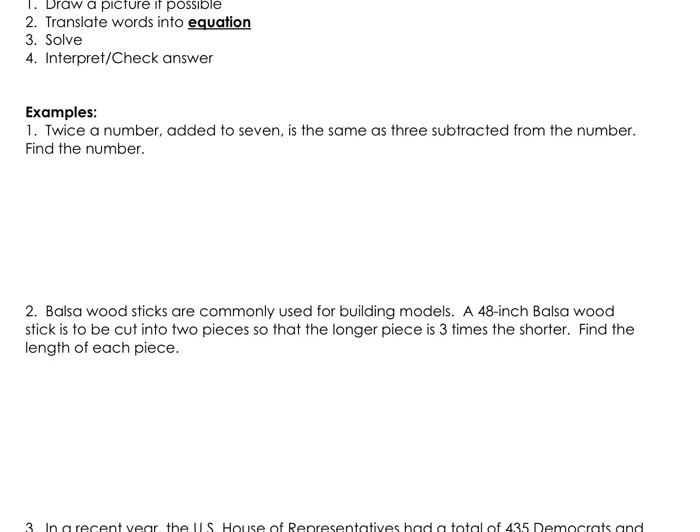So, number 1 says twice a number added to 7 is the same as 3 subtracted from the number. Find the number. Okay? Usually when I am reading a word problem, I'll read it twice. I'll read it once all the way through. And then I go back through and I say, okay, twice a number, what would that look like in an equation? 2x, okay? 2 times x. And then it says added to 7. So what would that look like? Plus 7. Is the same as, what would that be? Equals 3 subtracted from the number.